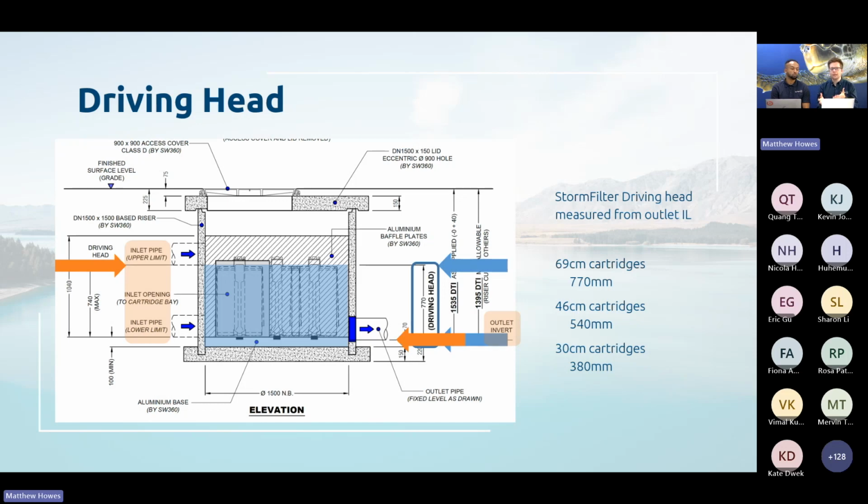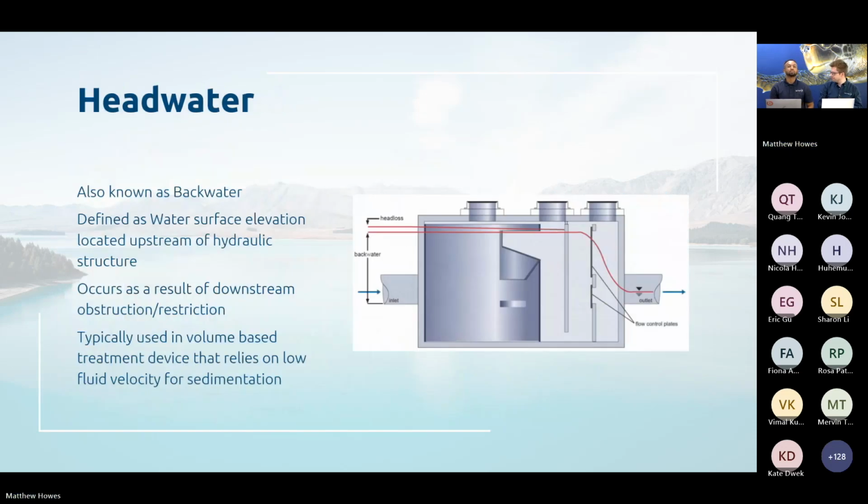So what does that mean if we've got a lower fall through the device but a higher driving head? What does that mean for the upstream network? Well, Johannes is going to tell us that now.